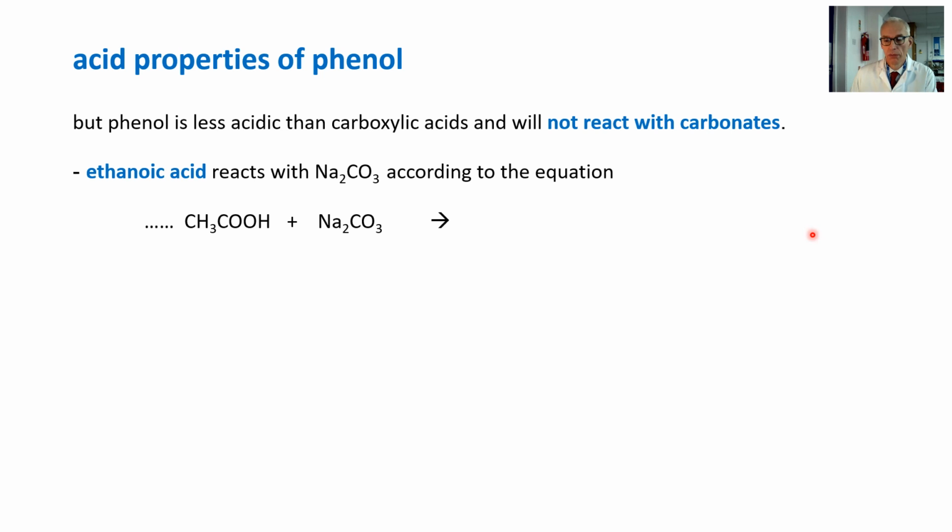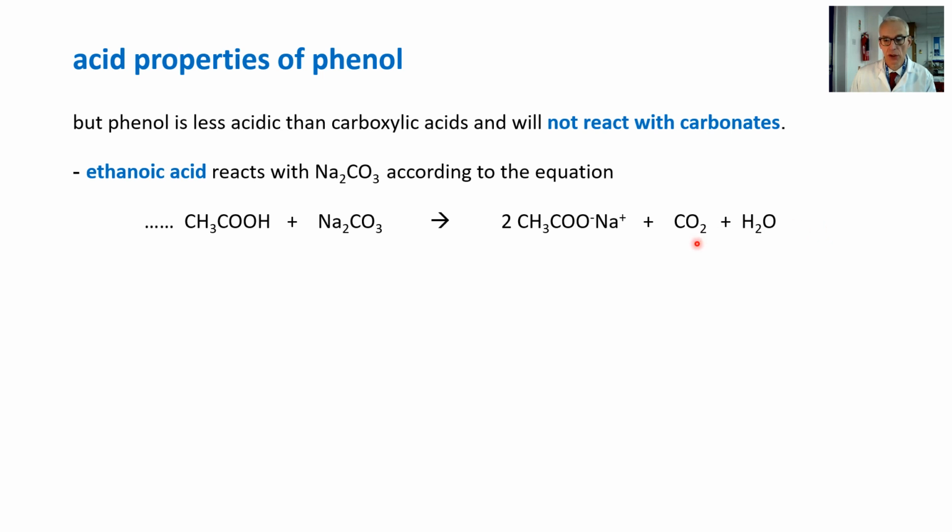Could you pause the lesson and complete the reaction equation for ethanoic acid and sodium carbonate. Come back when you are ready. So here are the products. We've got 2 sodium, so we're going to get 2 sodium ethanoates, carbon dioxide and water, the classical fizzing of an acid with a carbonate.